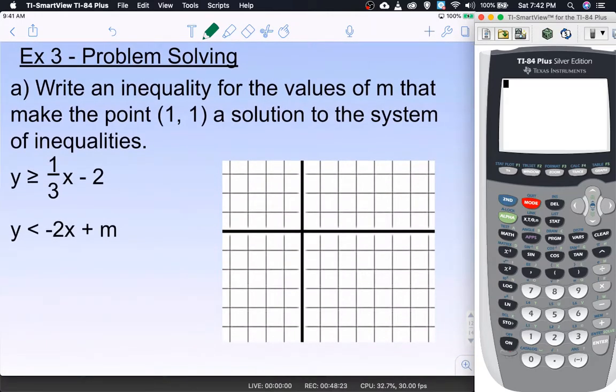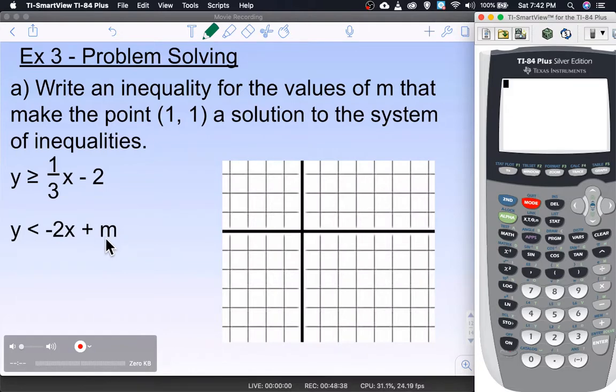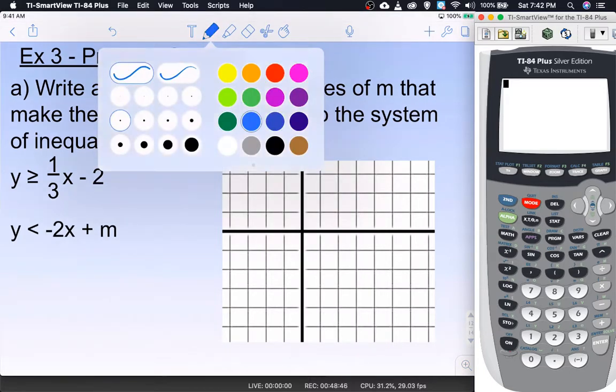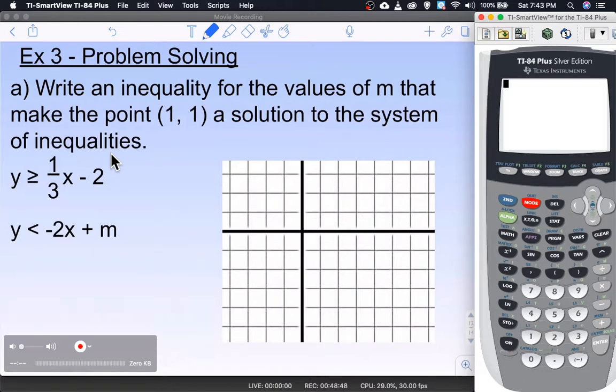Problem solving. Write an inequality for the values of m that make the point (1, 1) a solution to the system of inequalities. So we need to figure out what values of m make (1, 1) a solution to the system of inequalities. It seems a little confusing, right?